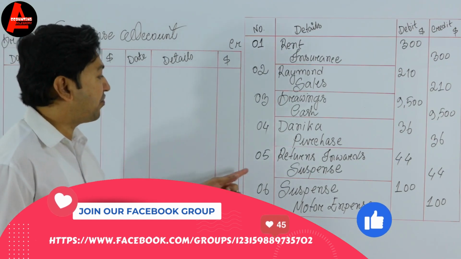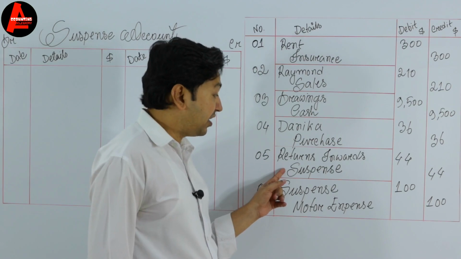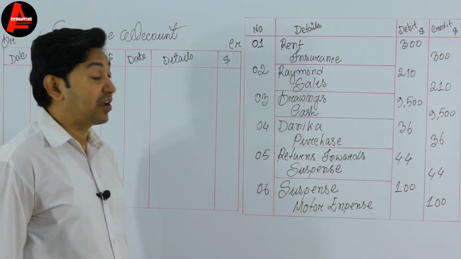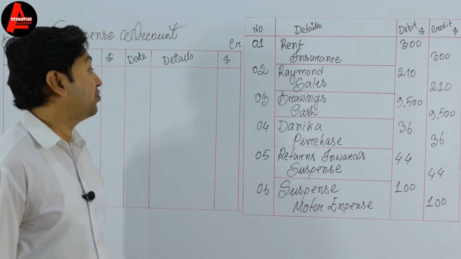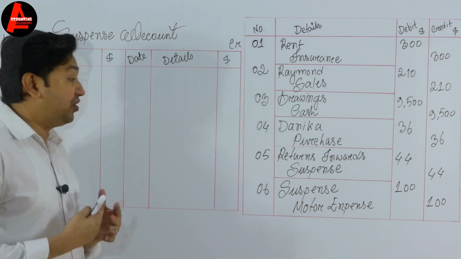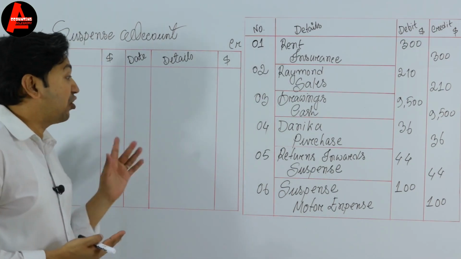So we see here number 5 and number 6, suspense. Here in number 5 the suspense account is credited, and in number 6 the suspense account is debited. Only these 2 transactions will appear here on the suspense account. So now the question is which side to be included, debit side or credit side.